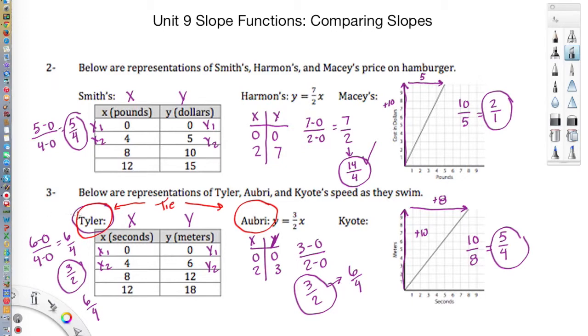And then number 3, we have an interesting tie. Again, we're given our data, our functions, in 3 different ways. We're given a data table. We use our 2-point slope formula to find our slope. Here we're given a function rule or an equation, and we create a data table and use our 2-point slope formula to get our slope. And we end up getting 3/2 or 6/4 for both of these. And then, last but not least, we're given a graph again. We find the rise over run by looking at 2 different points, and we get 5/4. But Tyler and Aubrey, they tie.